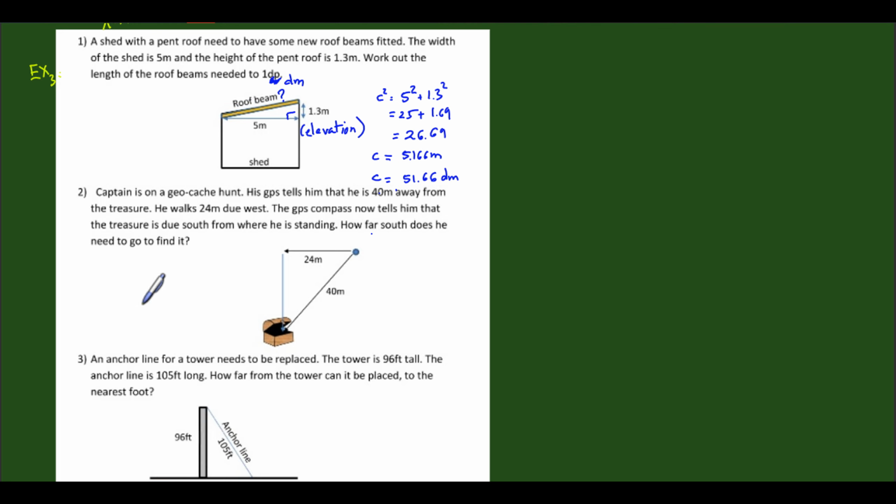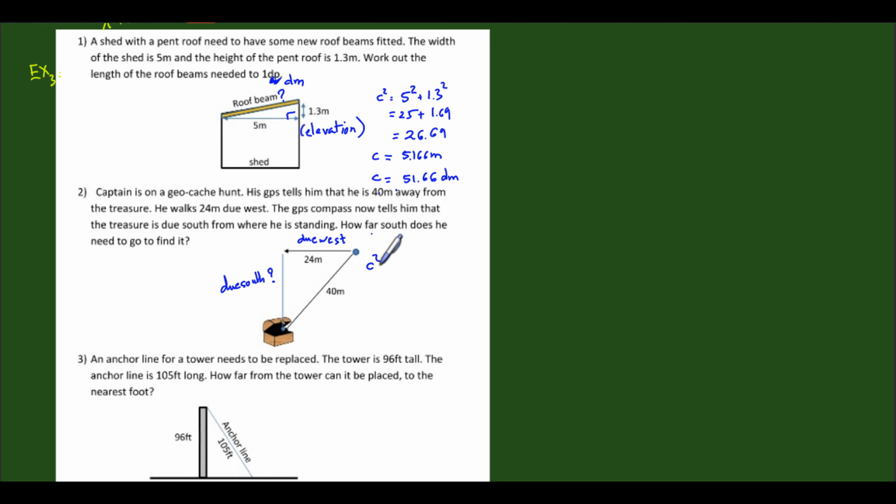Alright, question 2. His GPS says he's 40 away, so he's standing right here, 40 away from the treasure, and he walked 24 meters due west. So due west right here, this is west. How far due south? So this is due south right here. Basically, they're asking you for the longer leg. They give you the hypotenuse and the shorter leg.